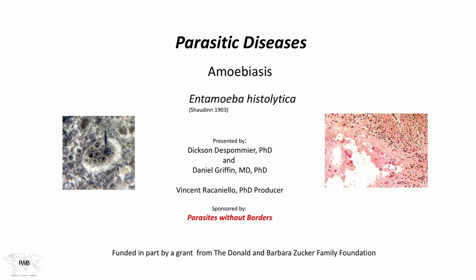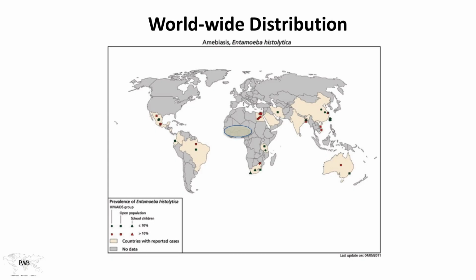Welcome to Parasitic Diseases. Today we're going to discuss Amoebiasis. This is a disease caused by Entamoeba histolytica. Like so many other parasitic infections, this infection has no borders. So this is called Parasites Without Borders. Perhaps we should rename this program Parasites Without Borders because indeed Amoebiasis is found throughout the world. Wherever you find people, you will find Entamoeba histolytica.